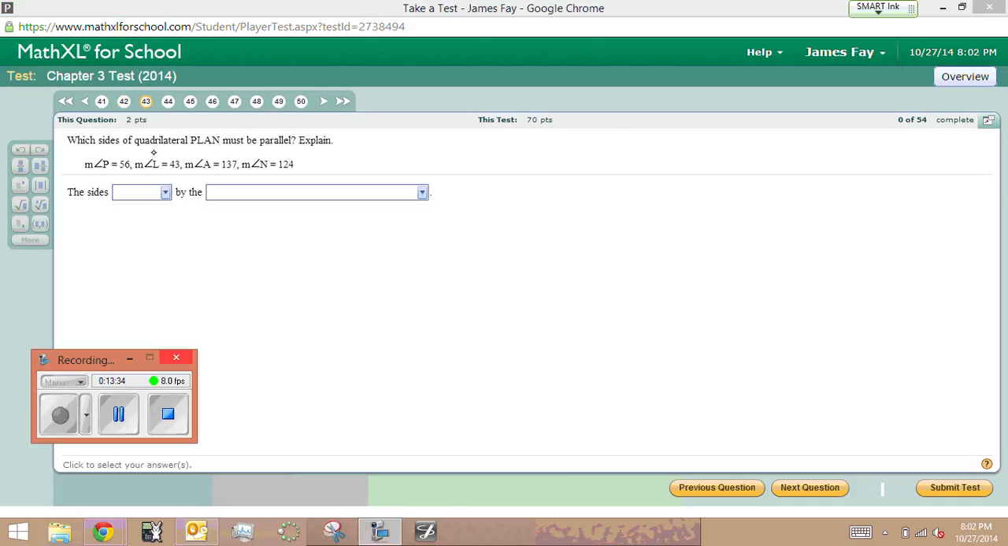With this one it says which sides of quadrilateral PLAN must be parallel. If you remember doing one of these in class, we stated that when we name this figure, any one of these vertices can be P, but then when I go to L, L either has to be this vertex up here or that vertex down there. I can't make this one L. I can't skip vertices. So I'm going to let that one be L, this one to be A, and this one to be N.